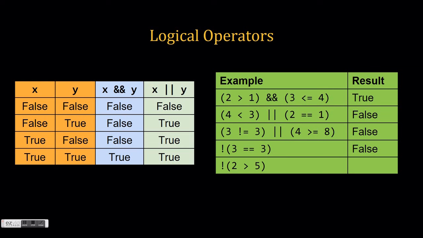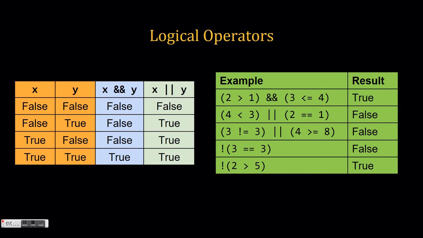And then with the last example that we have here, we ask, is 2 greater than 5? And we know that it is not. So this 2 greater than 5 evaluates to false. However, you're negating this expression and you're saying not false is true. That's why the overall expression evaluates to true.